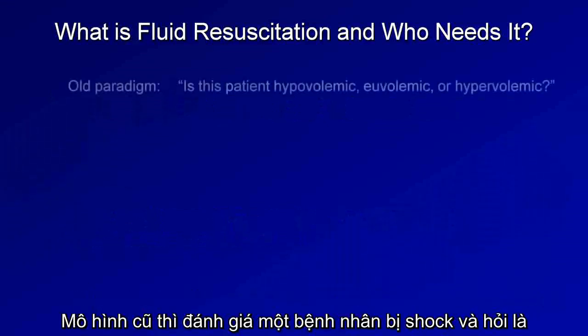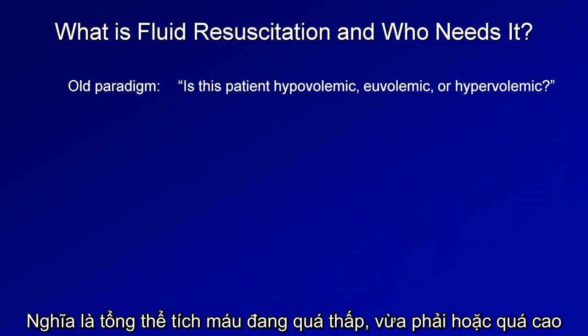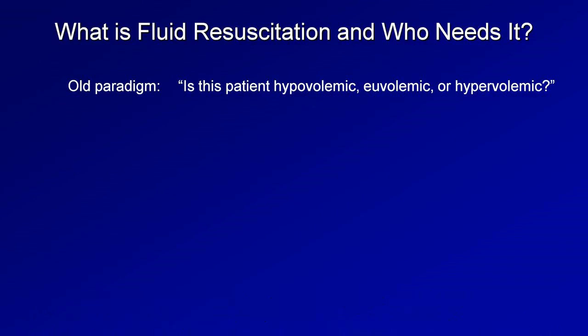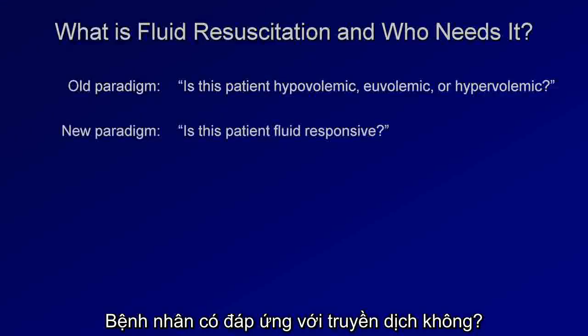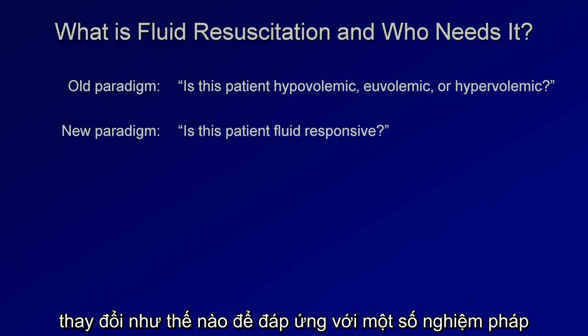The old paradigm was to evaluate a patient in shock and ask, is this patient hypovolemic, euvolemic, or hypervolemic? Meaning, is the total blood volume too low, just right, or too high? We would base this question on a number of static measures such as CVP or pulmonary capillary wedge pressure. In the new paradigm, instead we now ask, is this patient fluid responsive? And this question is based on dynamic measures in which we see how a physiologic parameter changes in response to some type of maneuver.